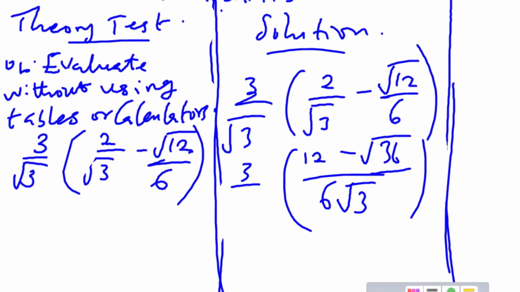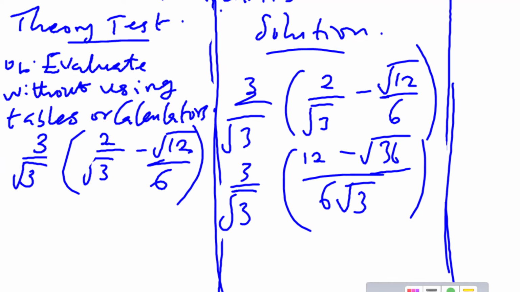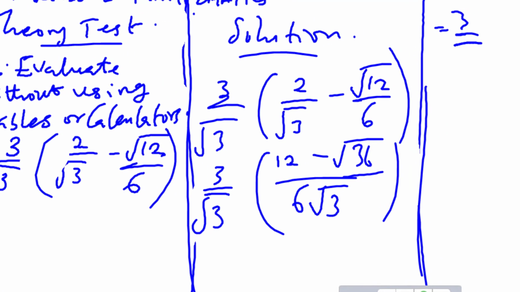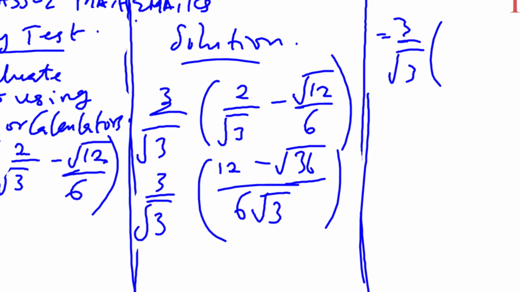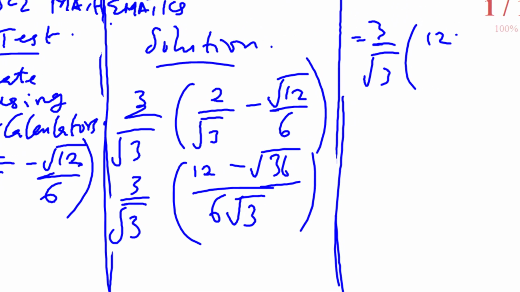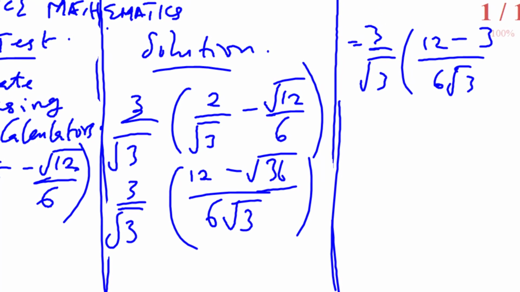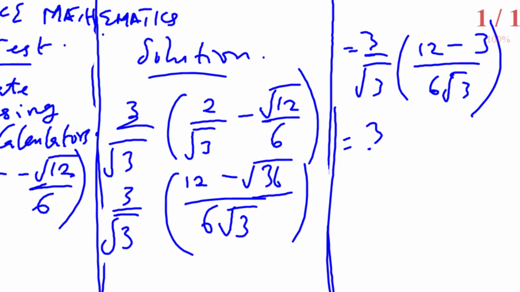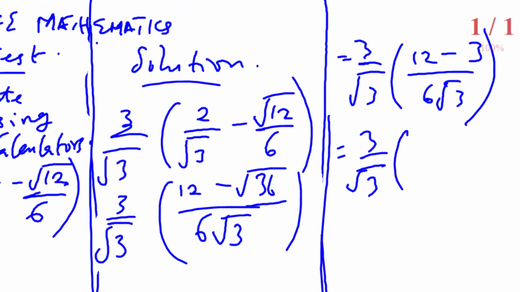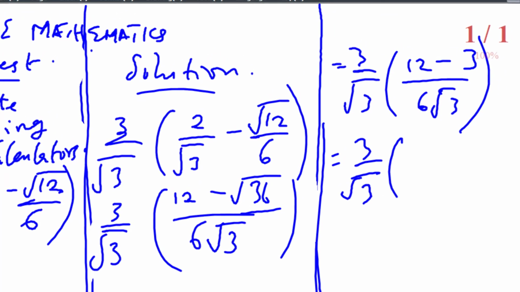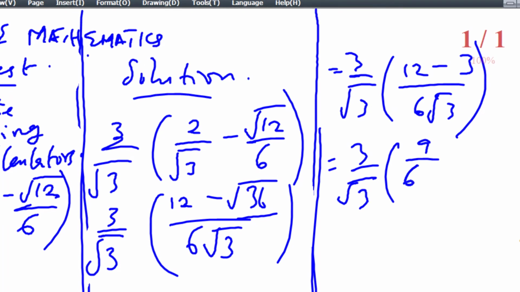Then 3 over root 3 stays as an external factor. So we have 3 over root 3, then in bracket 12 minus root 36, which is 12 minus 6, all divided by 6 root 3. So that's going to be 3 over root 3 in bracket 12 minus 3, that's going to be 9 over 6 root 3.